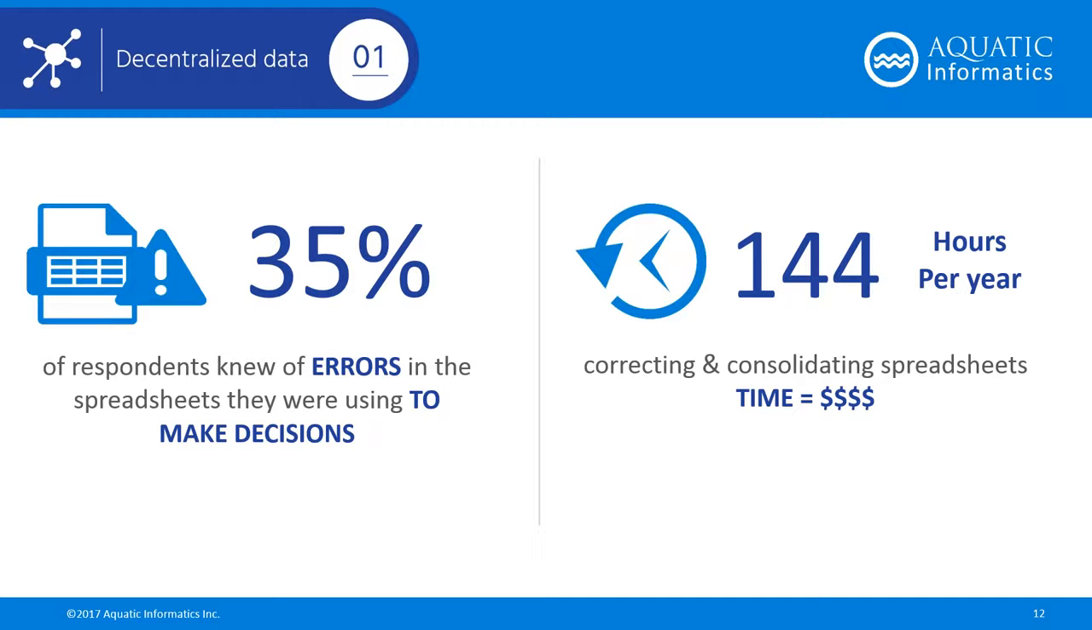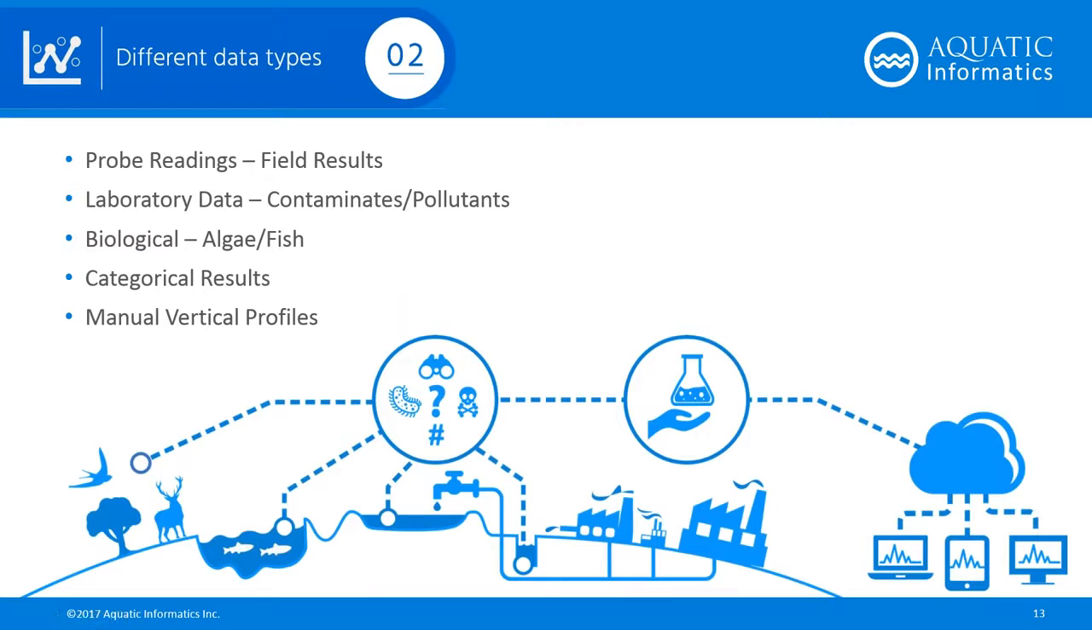Yeah, thanks for that introduction, Dave. Certainly our number 2 challenge that came out, and we heard this over and over, was managing a lot of different data types. Just some quick examples: you may be dealing with probe readings or sensor readings, which are your field results. You may be processing laboratory information, and this is not only numerical data, but maybe the method or the limits of detection or important QA/QC data that's part of that laboratory report.